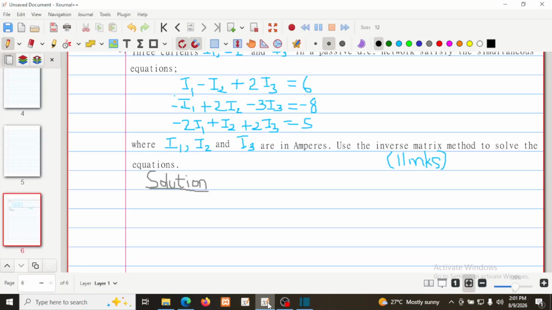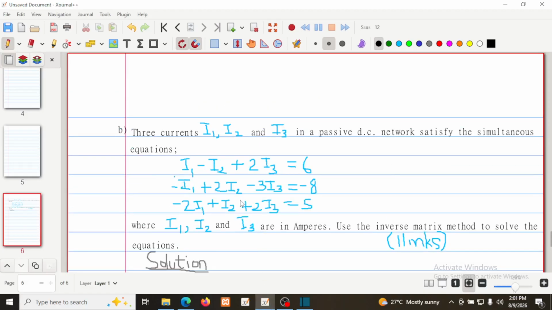Okay, let's do this part 2, the July 2020 series. We have three currents, I1, I2 and I3 in a passive DC network.